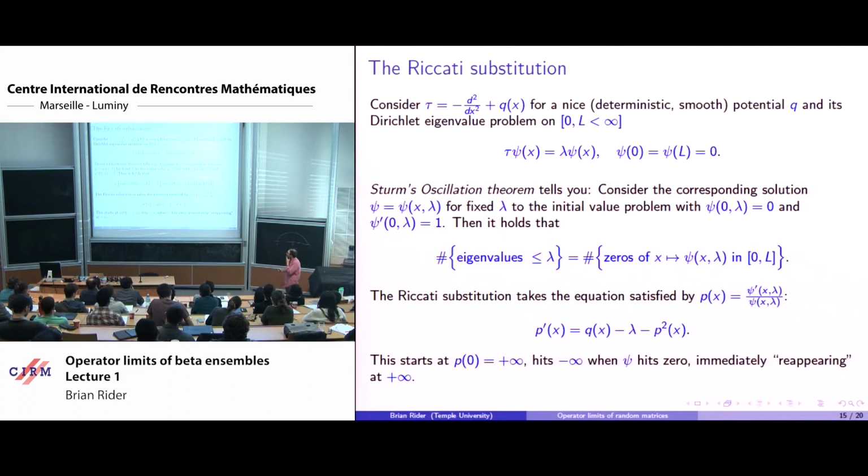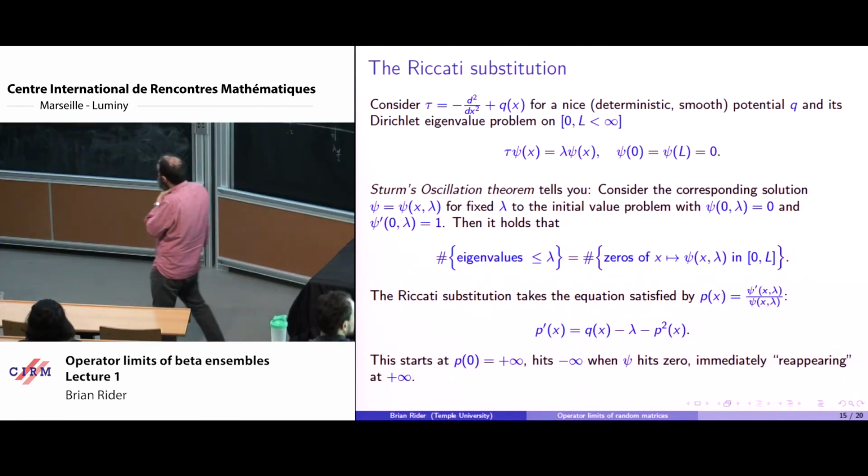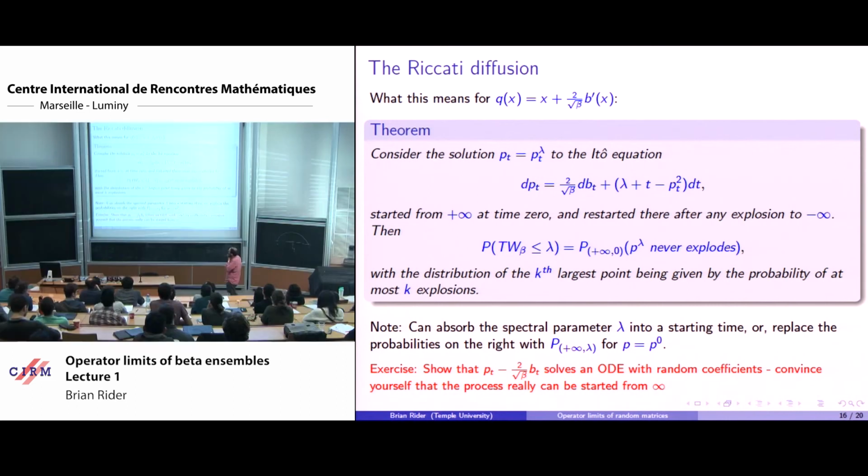So the number of eigenvalues that lie less than lambda, you can write as the number of explosions of this P function to minus infinity before time L. And that's all totally classical stuff. And then you just want to import this for this terrible potential, for Q equals X plus white noise on the whole line, not just 0 to L. I'm not really going to prove this for you either. I'm just going to tell you what it is today.